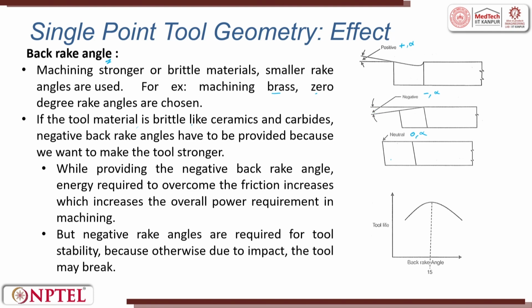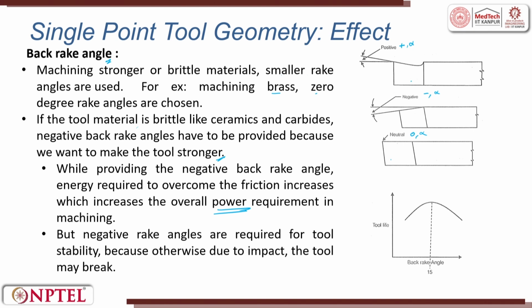So, if the tool is brittle, why? Brittle means there are already several cracks. For brittle tools like ceramics and carbides, a negative back rake angle has to be provided because we want the tool to be stronger, right? In ceramic, cracks can easily form, and you will give a larger depth of cut. While providing a negative back rake angle, the energy required to overcome friction increases, which increases the overall power.